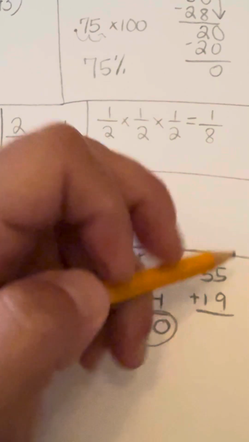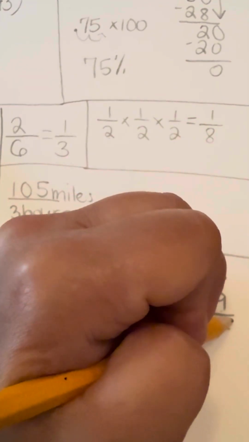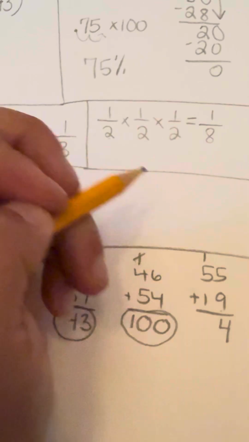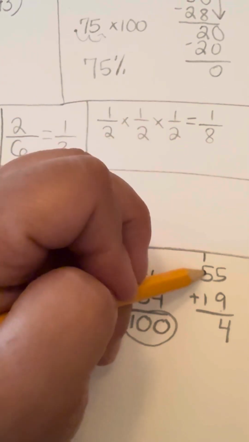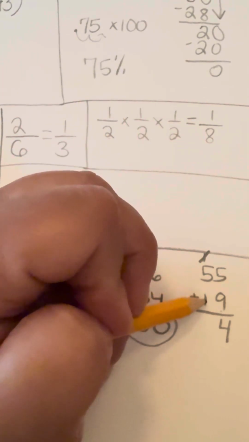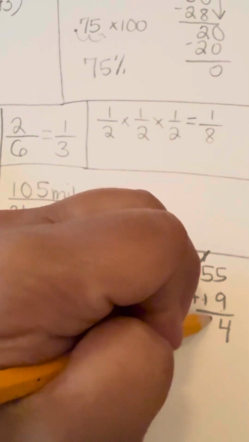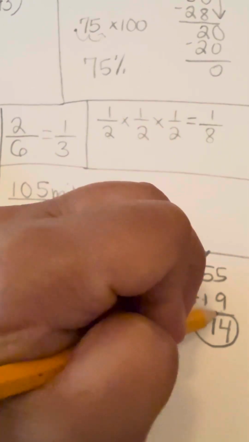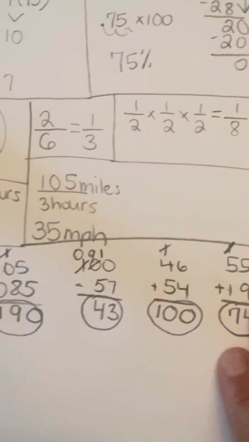5 plus 9 is going to be 14. So you're going to put the 4 there. You're going to carry the 1 over to the next side. 1 plus 5 is 6. Plus another 1 is going to be 7. So the answer would be 74.